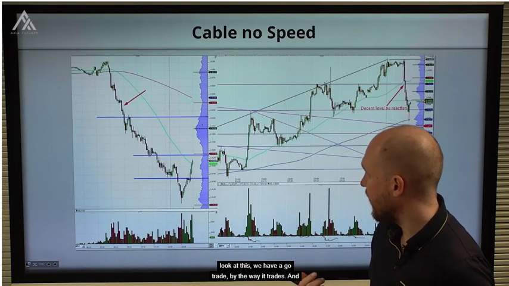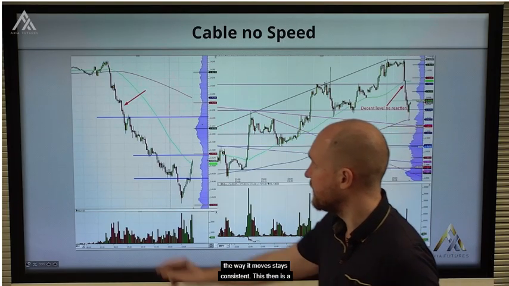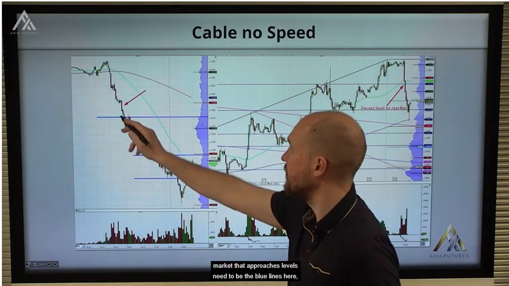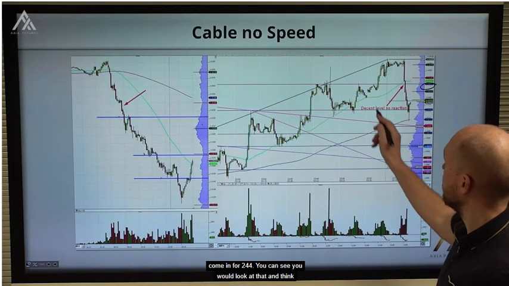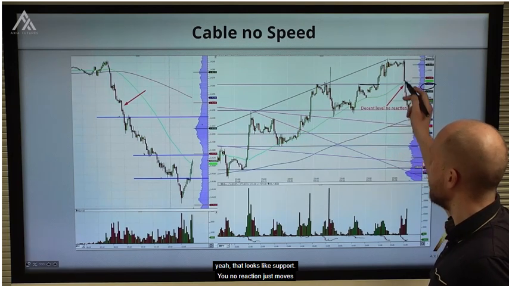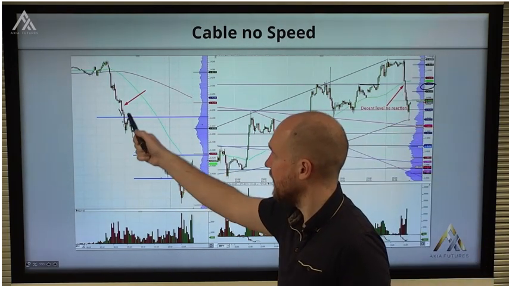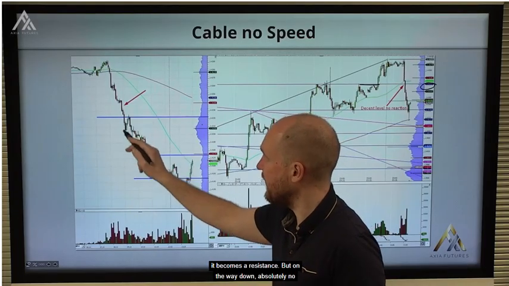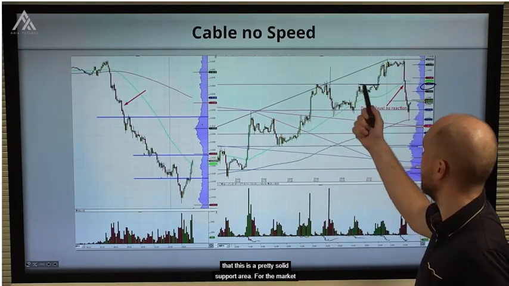The way it trades and the way it moves stays consistent. This then is a market that approaches levels, and each of these little blue lines here come in 42, 44. You would look at that and think, yep, that looks like support. No reaction. You just move straight through the level. Little reaction on the way back, it becomes a resistance. But on the way down, absolutely no support there at all, despite the fact that you could argue that looks like a pretty solid support area.